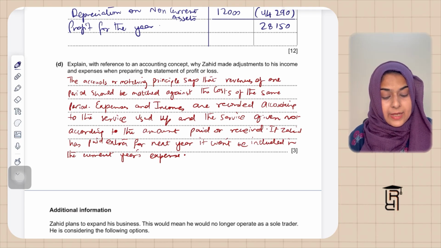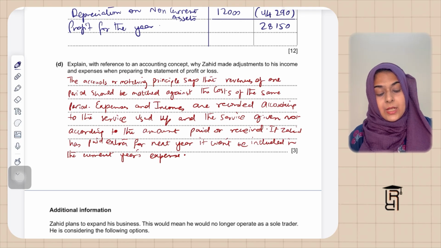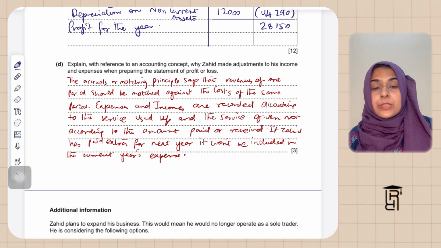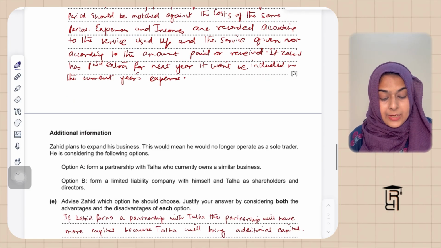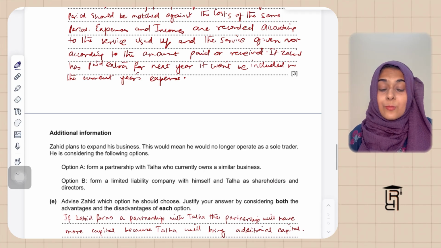If Zahid has paid extra for next year, it won't be included in the current year's expense and it won't be included in the current year's statement of profit and loss. ठीक है. And in the next part, this is interesting because इसमें इन्होंने काफ़ी अच्छे options दिए आपको और आसान सवाल है. Zahid plans to expand his business.